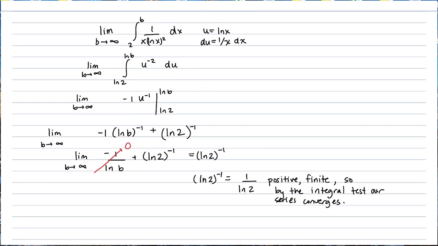So that is something that I hope everyone can get out of this explanation of how we can do an integral test. Hopefully this helped you guys.